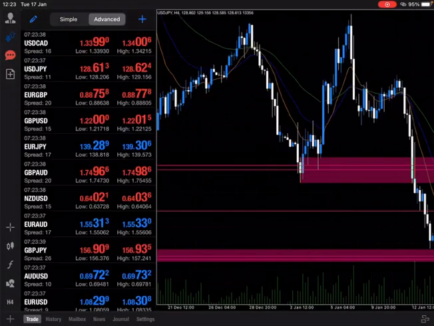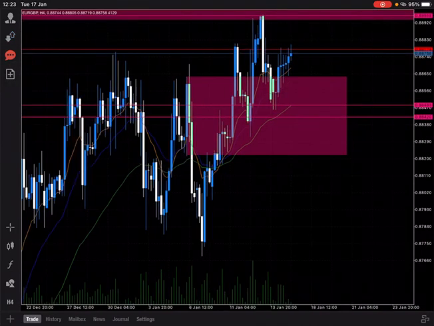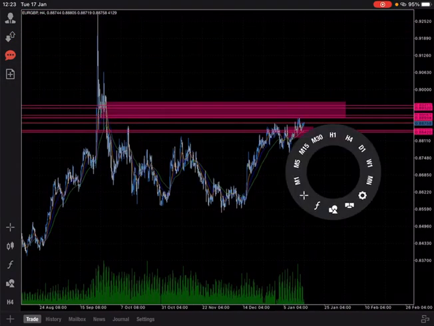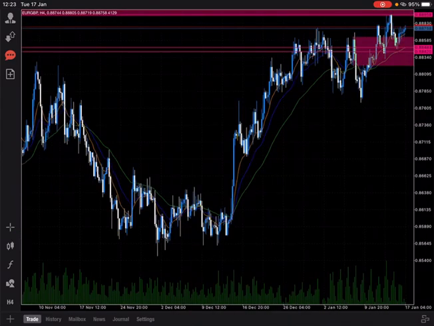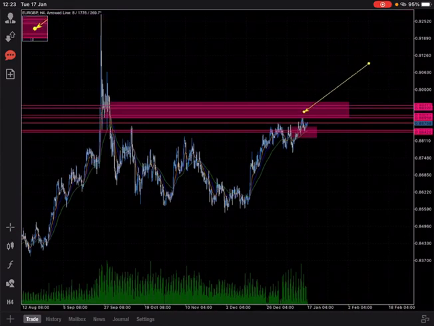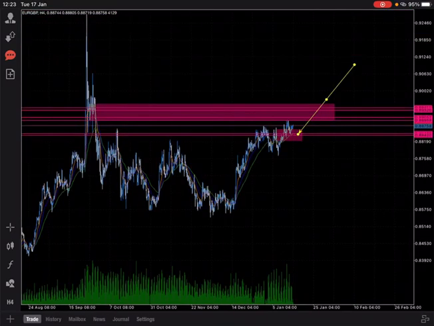Okay, then last but not least, we have Euro GBP. Okay, Euro GBP, I'm not going to explain much. It's the same thing over and over, right? We have our sell zone with 2 key levels and our buy zone down here. So what can it do?